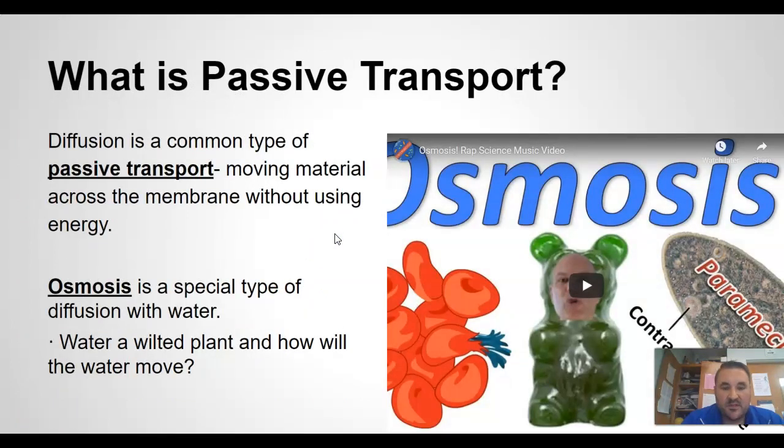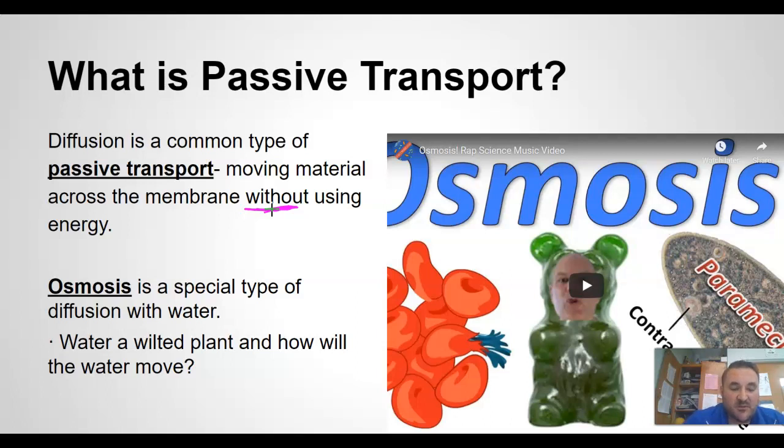Well, we call this passive transport, moving things across the cell membrane without using energy. The key there has to be without. Very important. Because when we use energy, we're forcibly doing it. You're actively doing it. We'll come up later. That's called active transport.